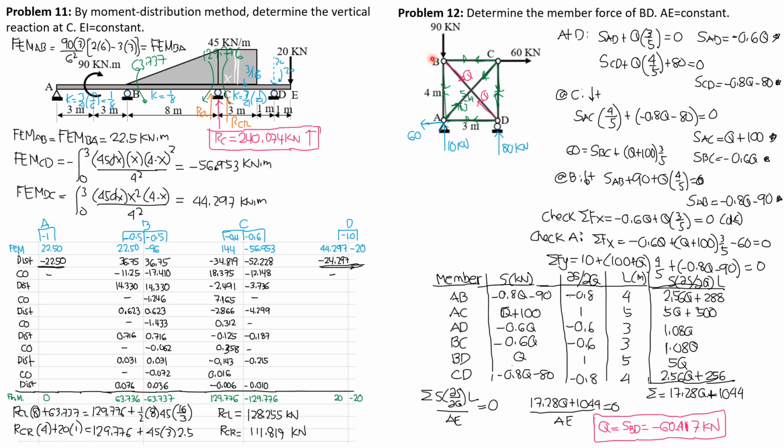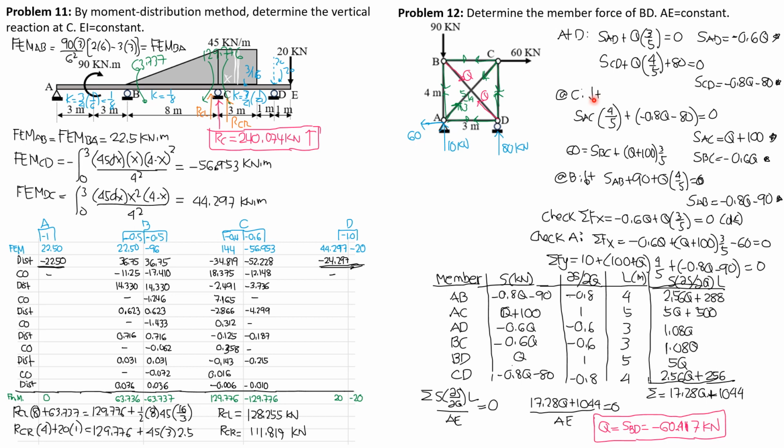Then at B, summation of forces vertical equals 0, downward positive. So we have S_AB downward, plus 90, plus the vertical component of Q times 4 over 5 equals 0. So S_AB is negative 0.8 Q minus 90. Since we have solved all the members here, let's check equilibrium.